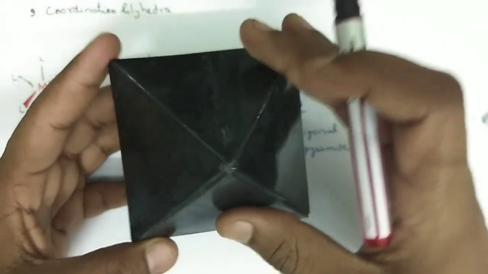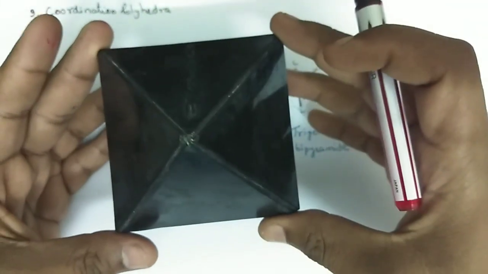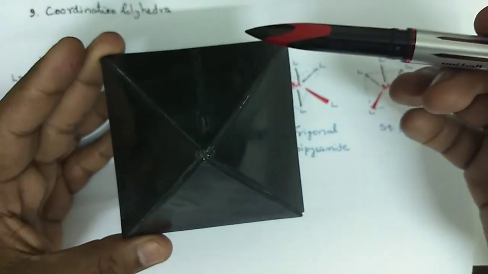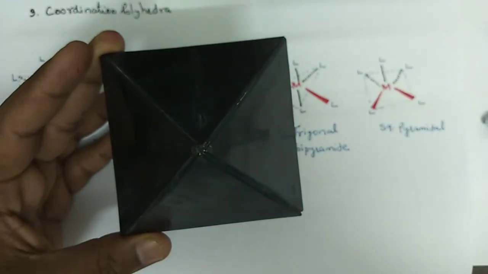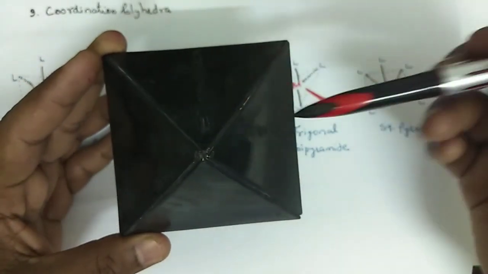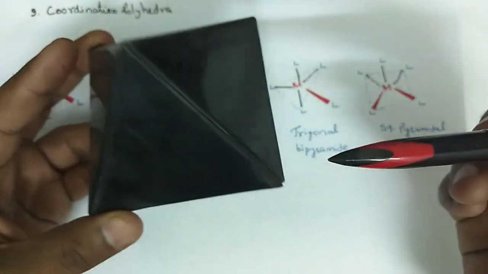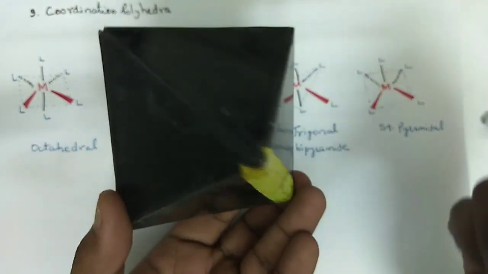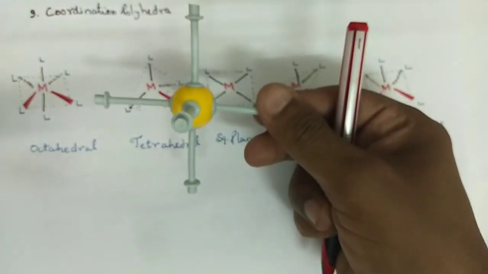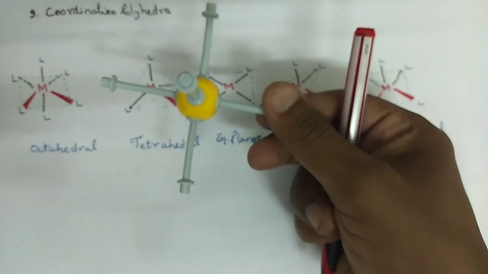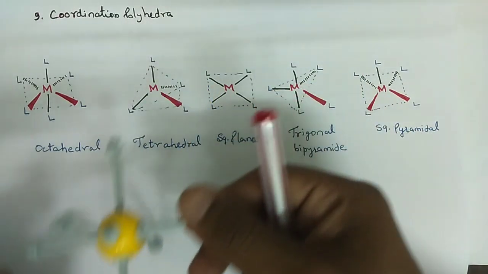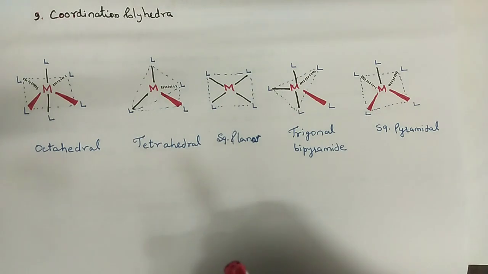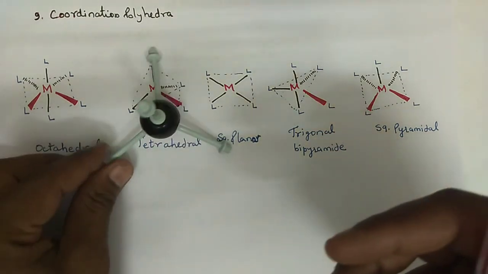Such a structure is known as octahedral because there are 8 planes. Octa stands for 8 and hedral stands for plane. 1, 2, 3, 4, and turn it downward, again you get 1, 2, 3, 4. So such structures are called octahedral structures. So this one is the octahedral structure. And the next structure which we have studied is the tetrahedral structure, just like methane, and here is the model for that.